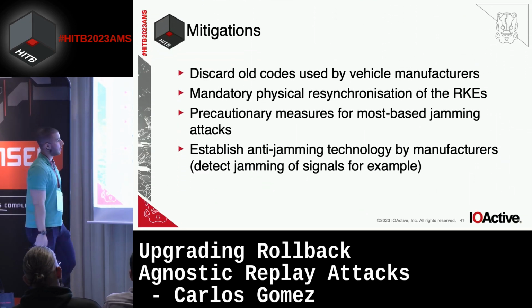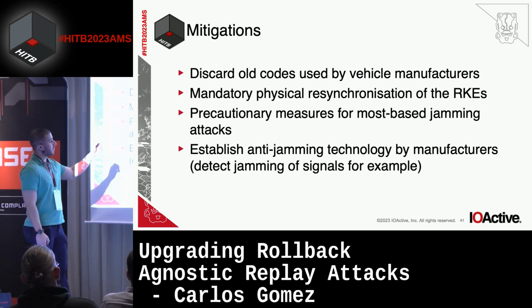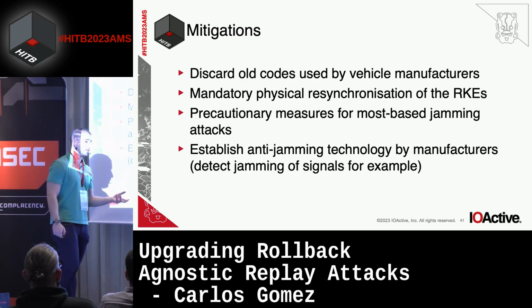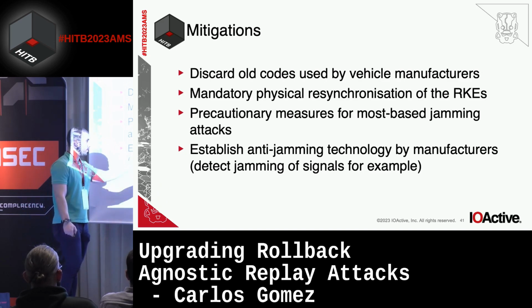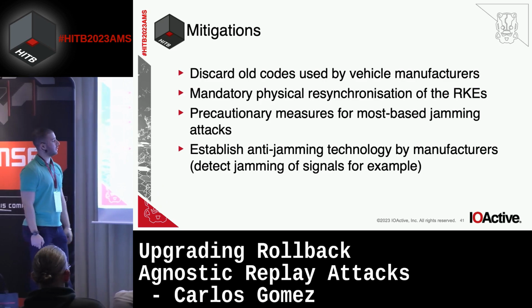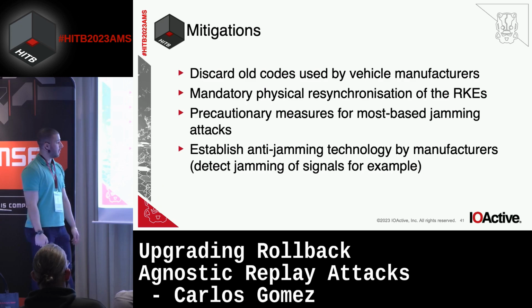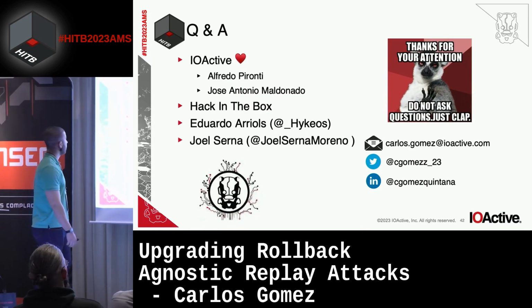Mitigations. Manufacturers need to control the old codes well. It's really important to require physical resynchronization of the key fobs, so you can't resynchronize the clock remotely with the key fob. Other measures are jamming detection devices and anti-jamming technology. It depends. This is a really expensive way, but if you buy an expensive car, it needs to be secure, you know. And okay, that's everything.